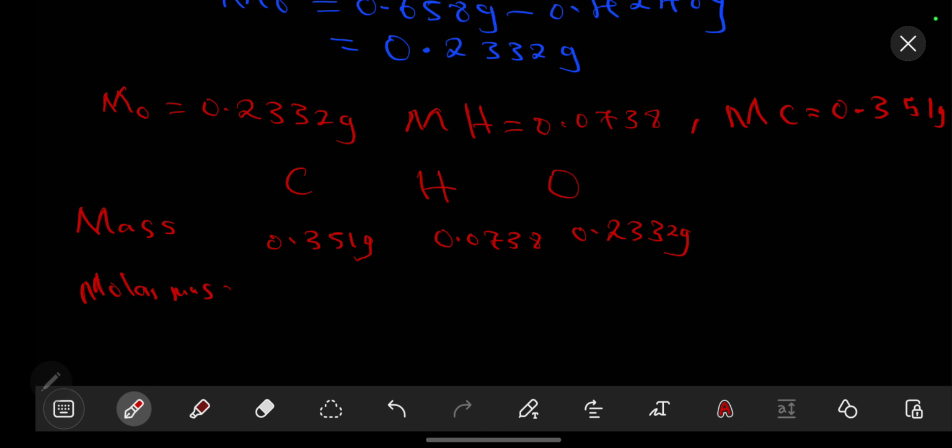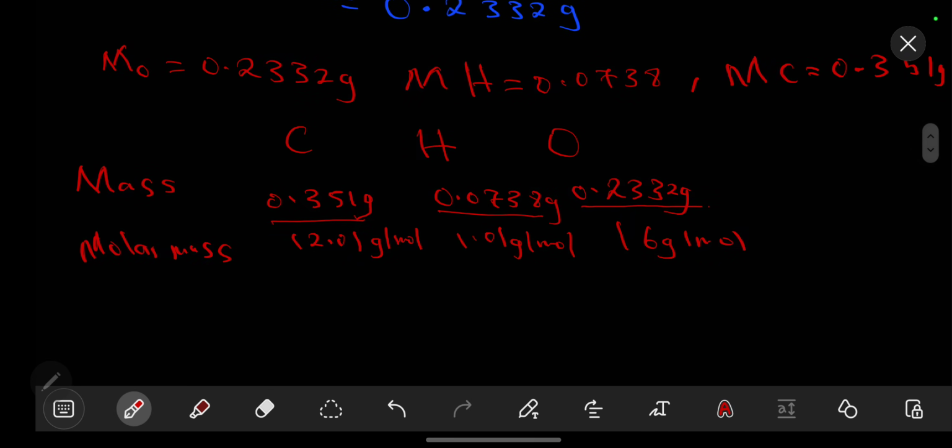Then we are going to divide by the molar mass. So our molar mass of carbon is found to be 12.01 from the periodic table. Hydrogen is 1.01. Oxygen is 16. So all these are grams per mole, but let's not bother ourselves with grams per mole. So we have that. Then we divide.